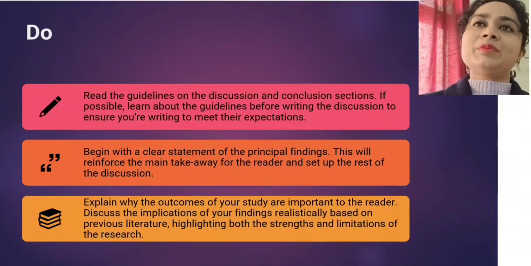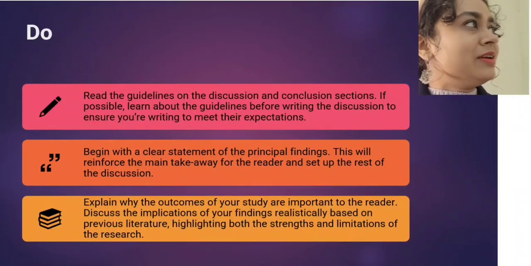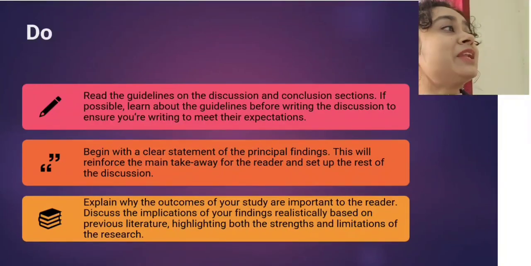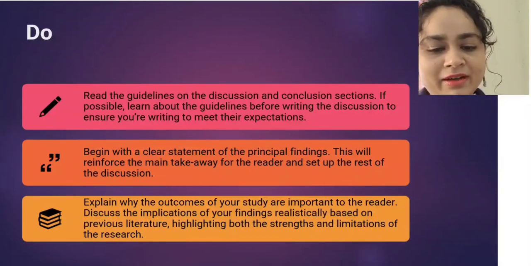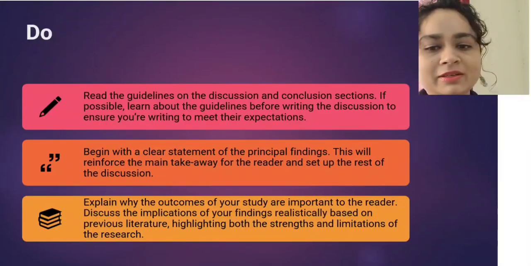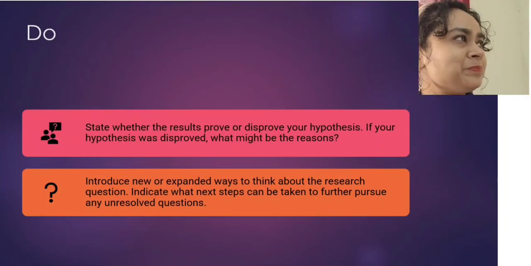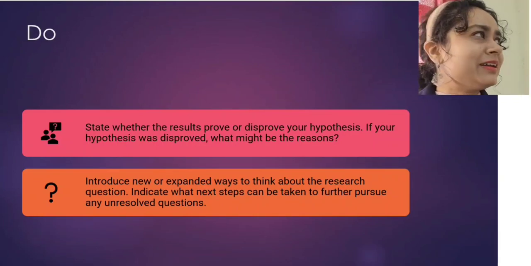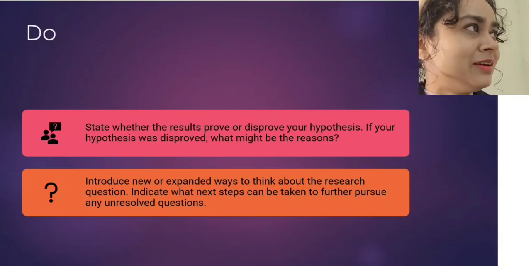Begin with a clear statement of the principal findings. This will reinforce the main takeaway for the reader and set up the rest of the discussion. So this is what will make it interesting. Explain why the outcomes of your study are important. Discuss the implications again based on previous literature, and highlight the strengths and limitations of the study. State whether the results prove or disprove the hypothesis. And even if your hypothesis is disproved, you can again give what might be the reasons, or what could have been done.